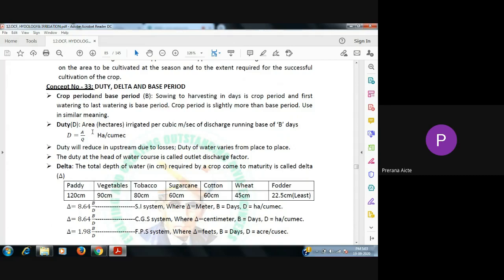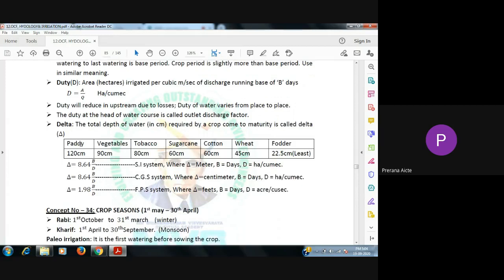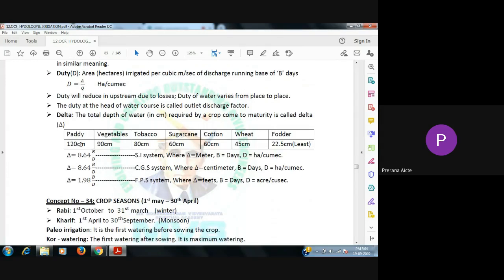So, what is meant by duty? Duty is the area irrigated per quantity of water supplied. It is nothing but the capacity of irrigation. Very important, please concentrate on that: duty is the capacity of irrigation. But how do we measure duty? Duty is measured as the area irrigated. For example, you may have a 1 acre area, right? Area irrigated.